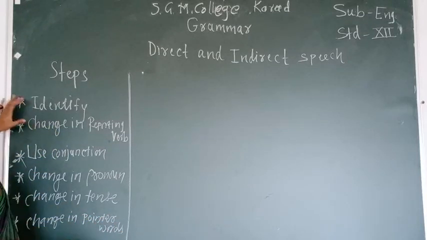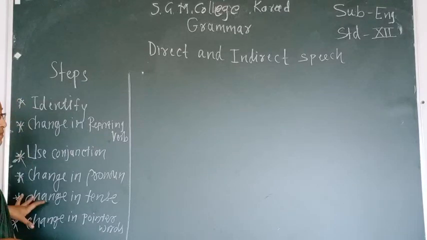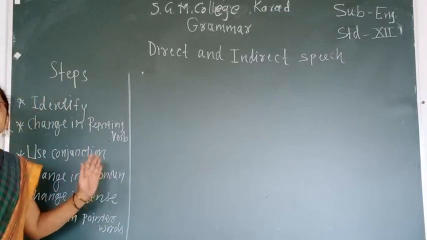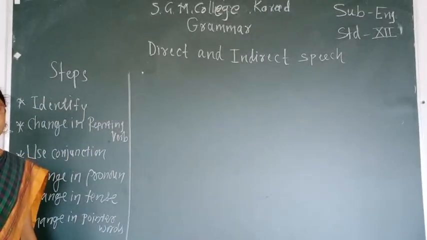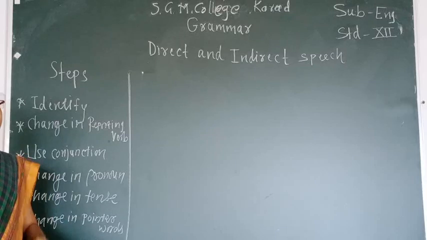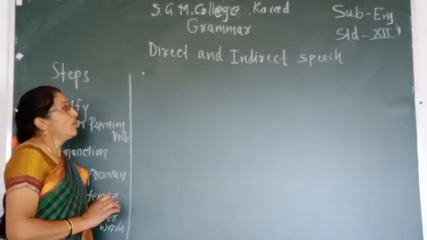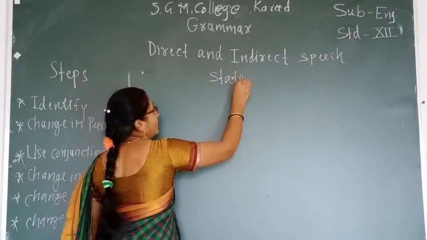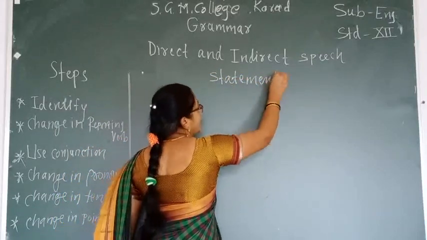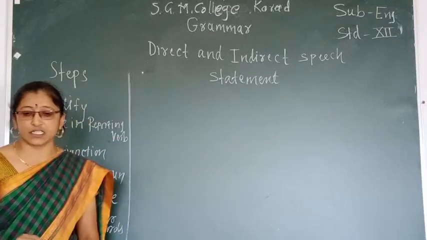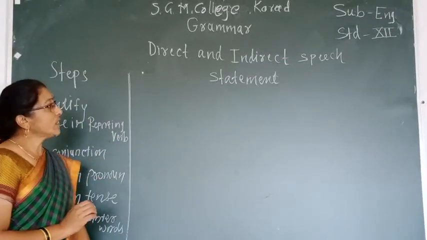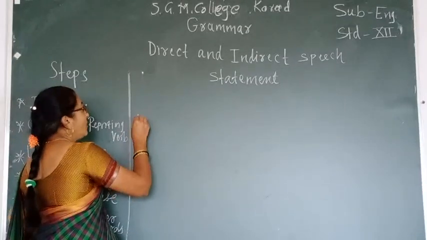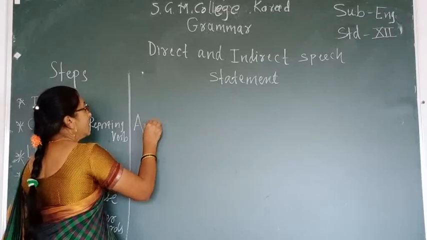Now look again. These 6 steps are very important while converting a direct sentence into indirect speech. There are 4 main types of sentences. Now, first we will discuss statement. Statement means assertive sentence. First, I write one example on the blackboard. All of you look carefully.